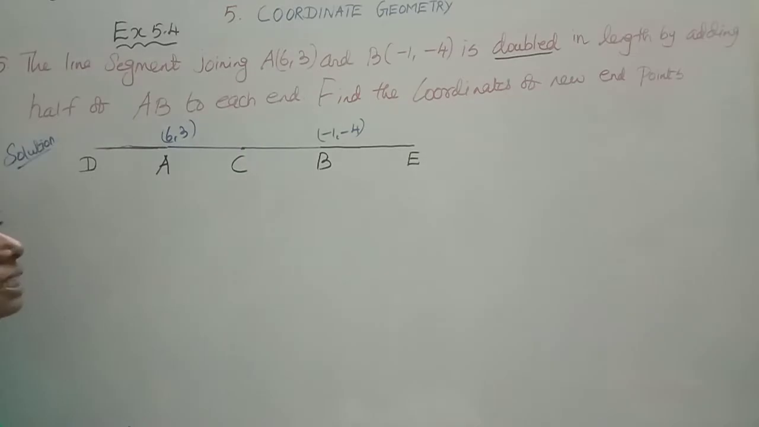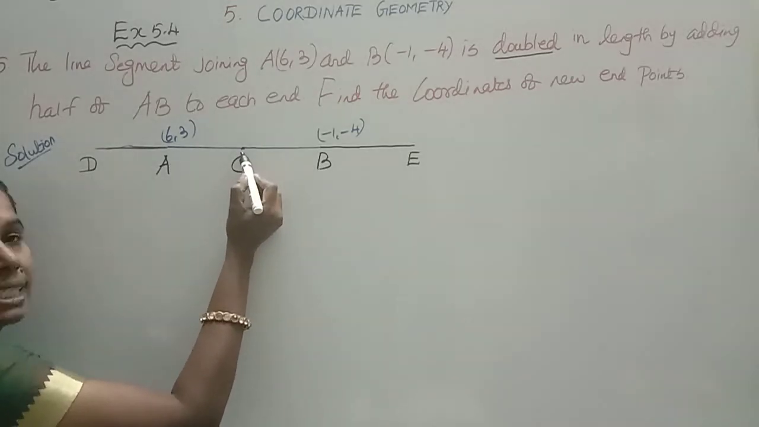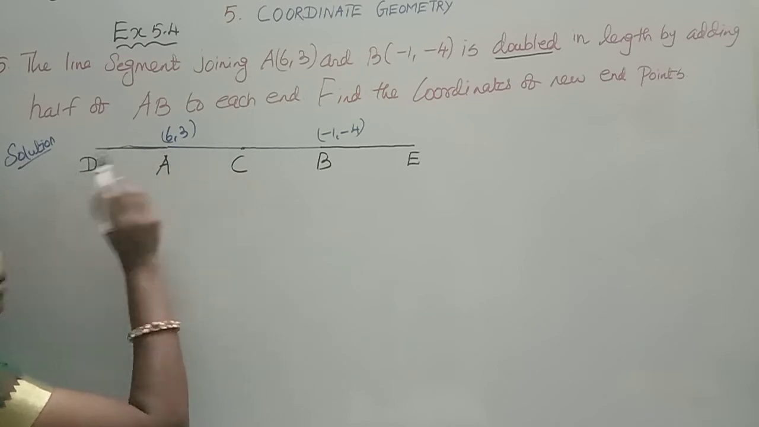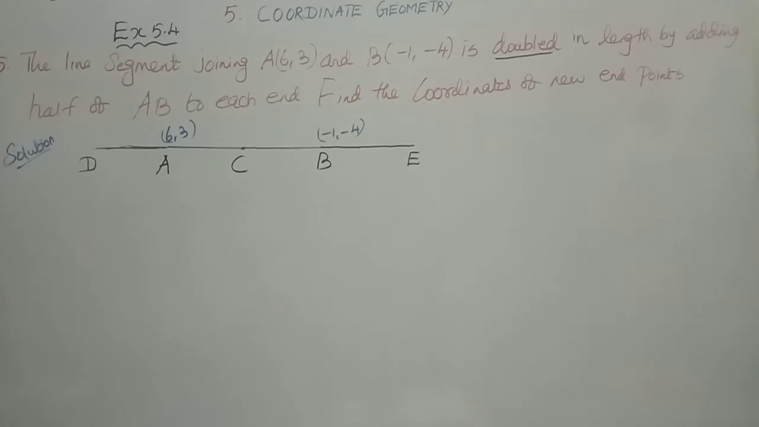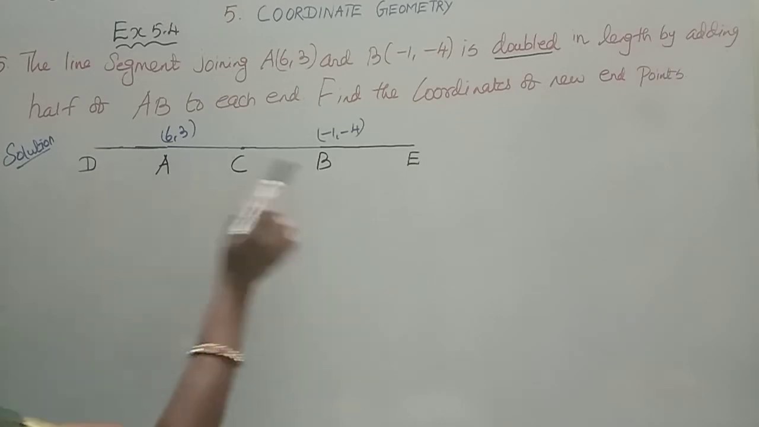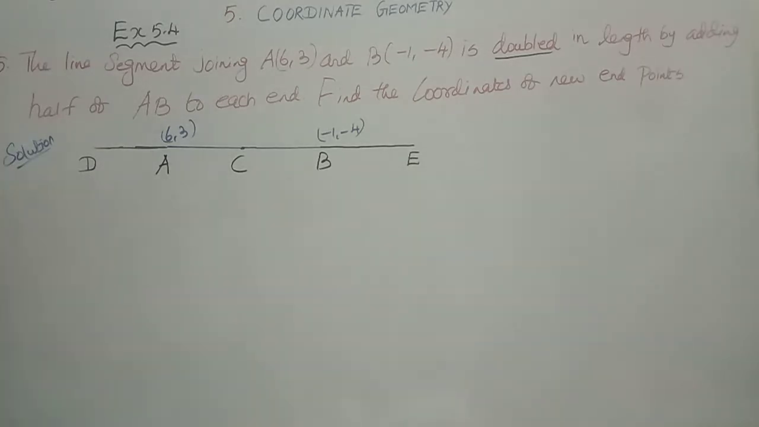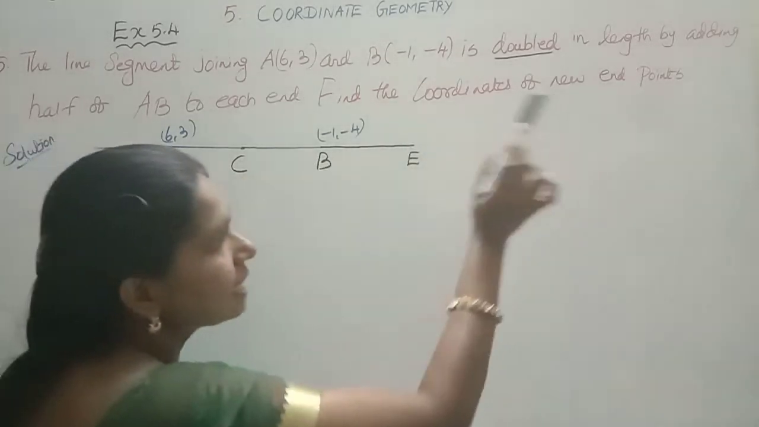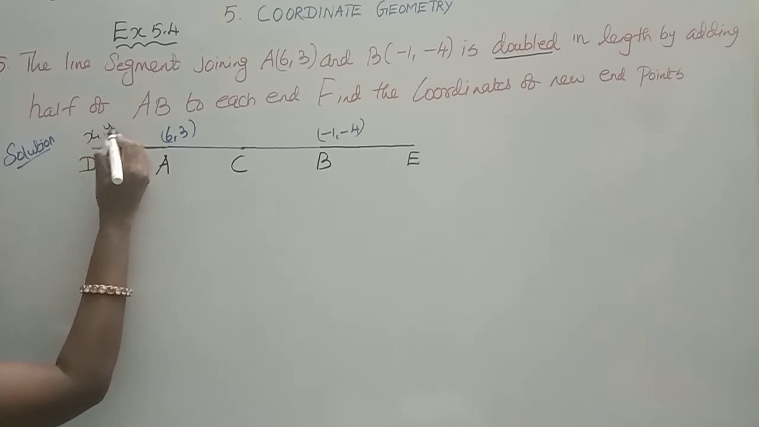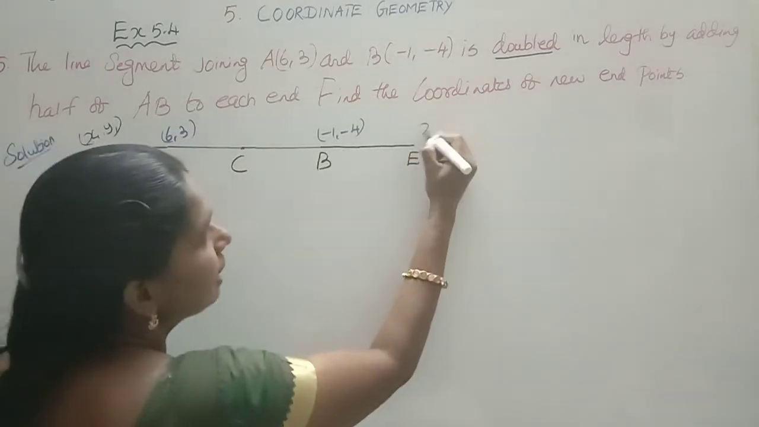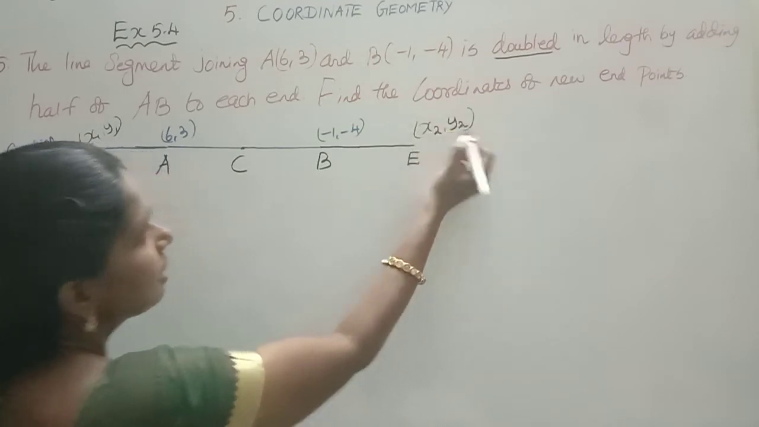Half of AB is what? That is C, the midpoint. This length is added on both sides. Suppose this is 6 centimeter, then after division we will have 3 centimeter and 3 centimeter. 3 centimeter distance is added on both sides. So this side will be AD and this side will be BE. 3 centimeter is added. Now they are asking, find the coordinates of the new end points. Now you have to find the coordinates of this new end point D of x1, y1 and here E of x2, y2. Understand, this one we have to find.